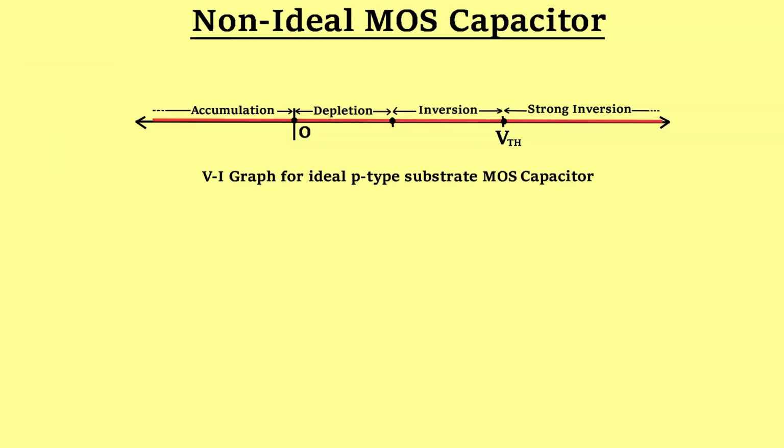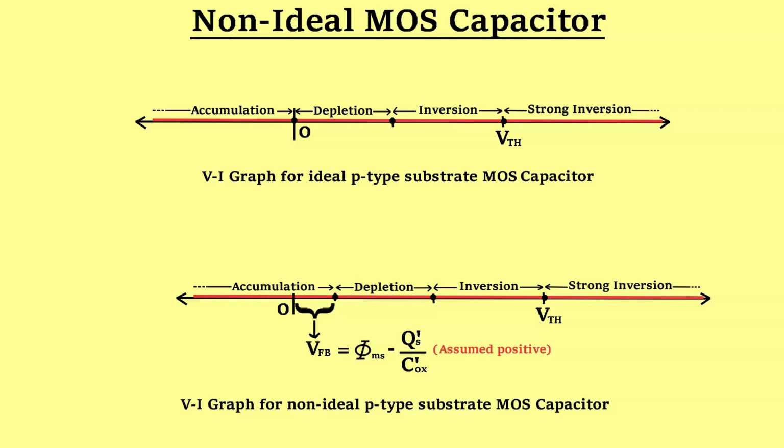This is a graph of an ideal p-type MOS capacitor. When we consider a non-ideal MOS capacitor, the whole graph shifts depending upon the flat band voltage. I have assumed the new flat band voltage is positive for the shown graph. All the extreme values of the range of different regions change; we have to simply add the flat band voltage value to all of them. But the width of the range remains the same.